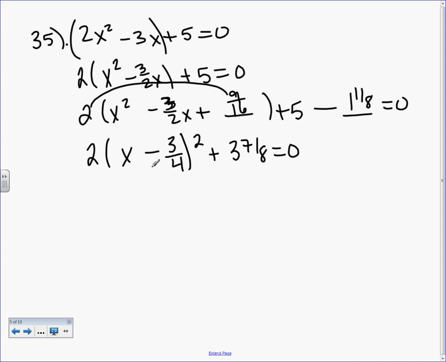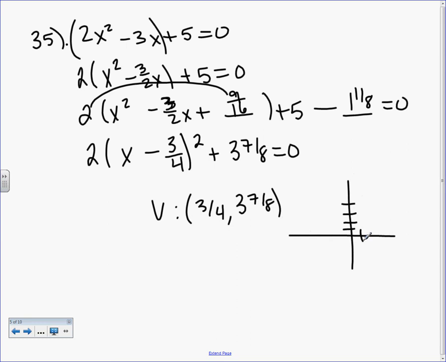Okay? So what's my vertex? 3/4, 3 7/8. If I ask you to graph it, you just do the best you can. So 3/4, 3 7/8 would be right almost to 1 and up almost to 4. Would it open up or down? Up, right? Because we're positive x squared. Max or min? Min. The only way these get harder is bigger weird numbers. The same thing you do over and over and over and over again.